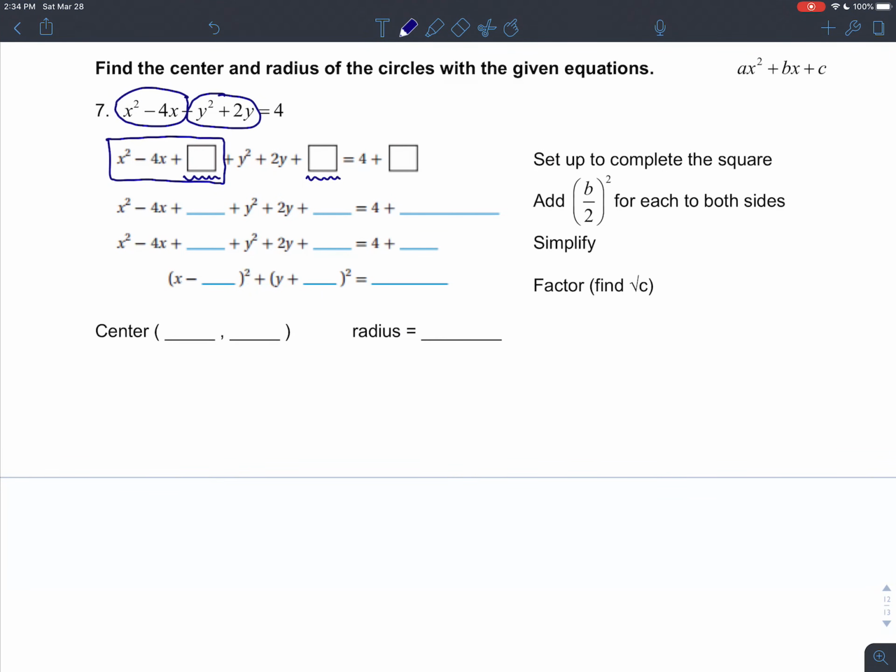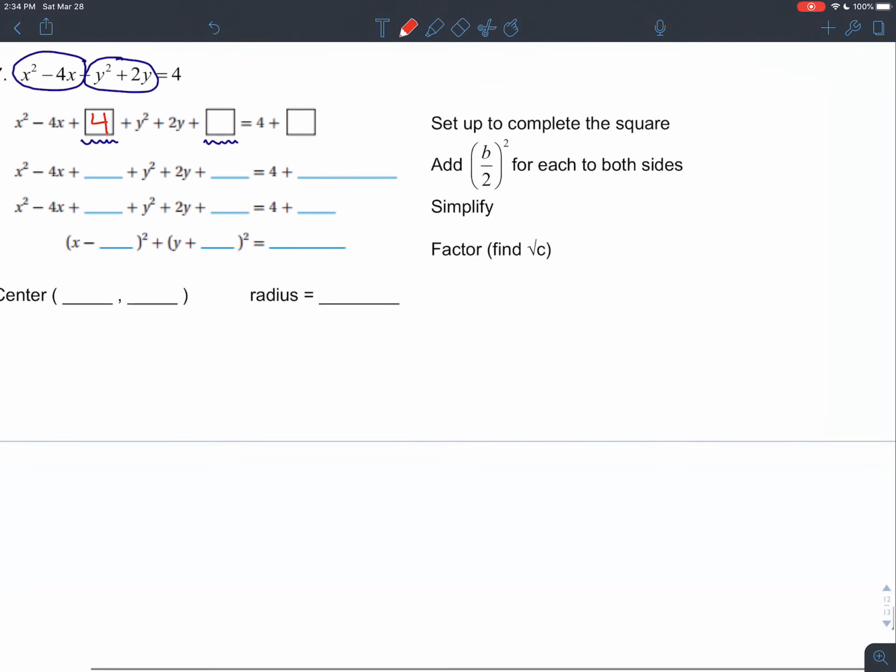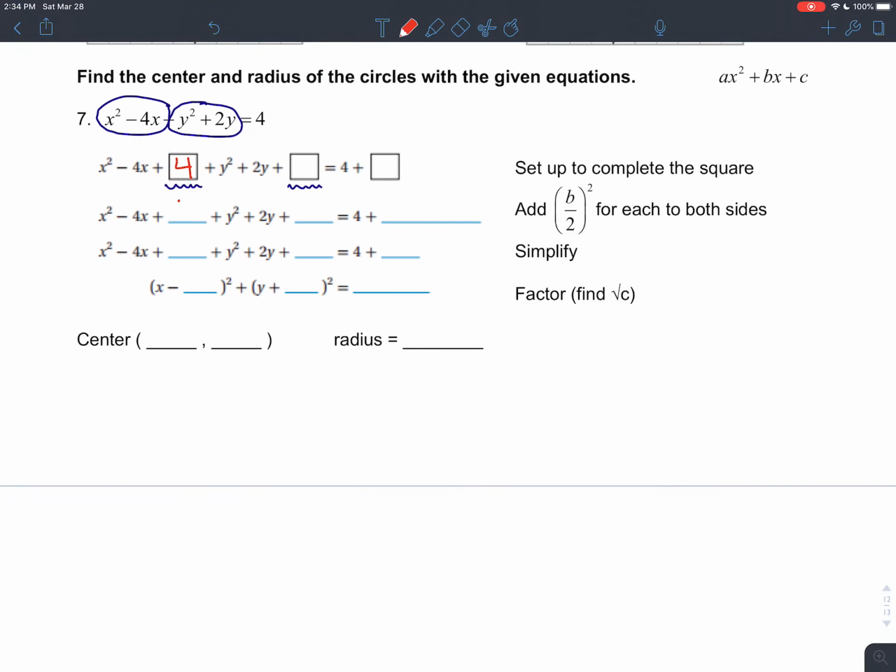So I'm going to add 4 right here, but whatever I do to one side, I also have to add to the other side of the equal sign. Right, so now we're going to do the second part. This part here. y squared plus 2y plus blank. We need to figure out what in that blank will complete the square.